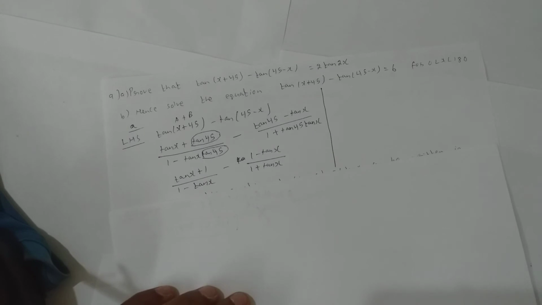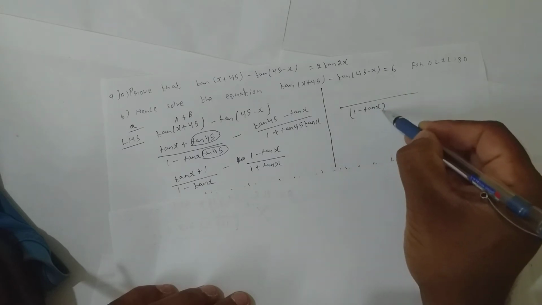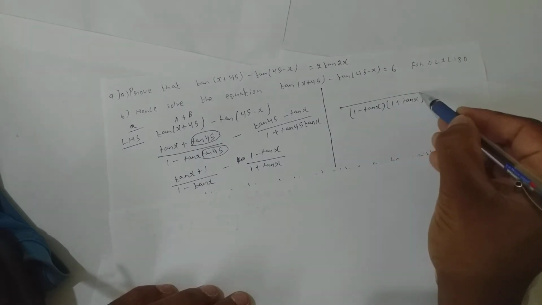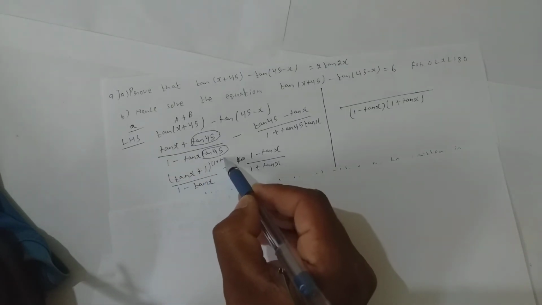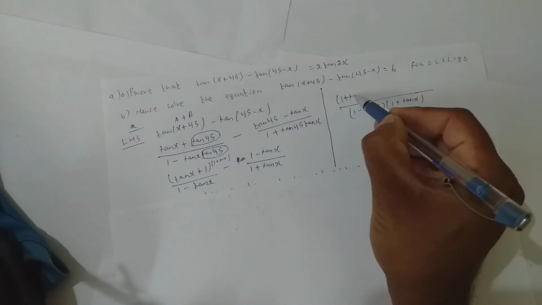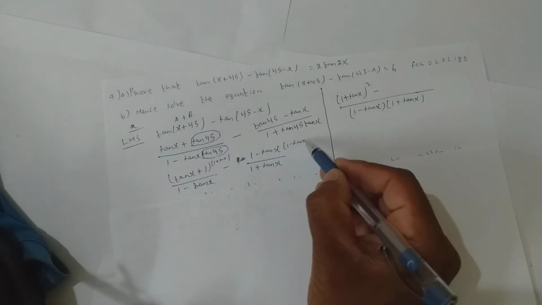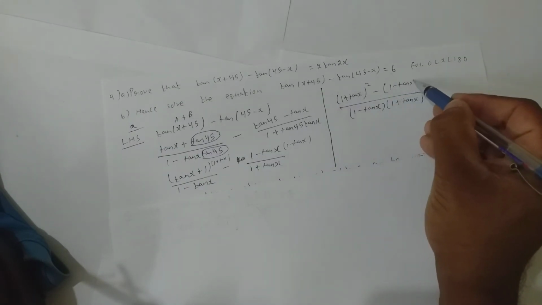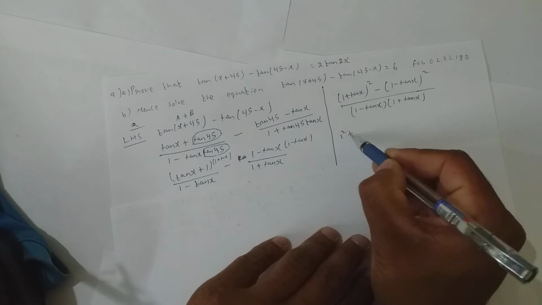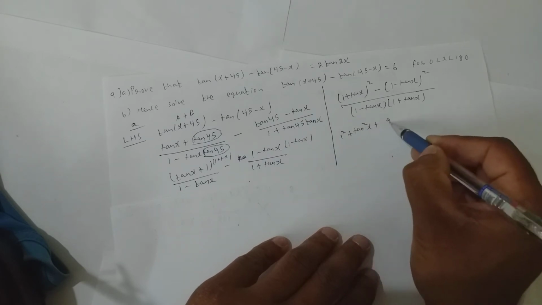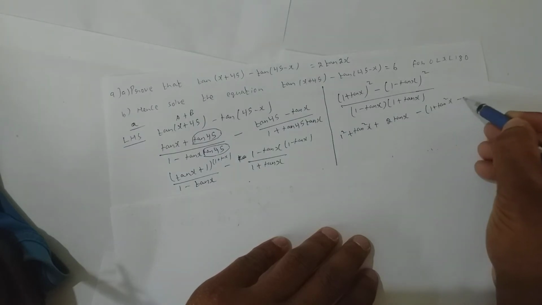Next, I take the LCM. What will be the LCM? (1 - tan x)(1 + tan x). So here, I need to multiply by 1 + tan x, so it becomes (1 + tan x) whole squared, minus, and over here I need to multiply with 1 - tan x, so (1 - tan x) whole squared. So next it is a squared plus b squared plus 2ab, minus a squared plus b squared minus 2ab.